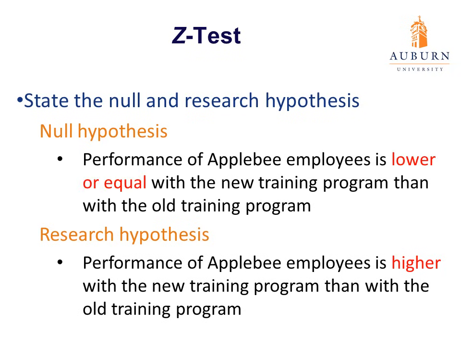So what's important with the null hypothesis now is that we have to account for all parts of the distribution. And so we can't just say the null is that performance will be lower, but we have to say that the null is that performance will be lower or equal. So in this case we might say performance of Applebee's employees is lower or the same with the new training program than with the old training program. So we can't just say lower, we have to say lower or equal, because either one of those would designate that our training program is not having the desired effect. So the research hypothesis is performance will be higher. The null is that it will be lower or equal.